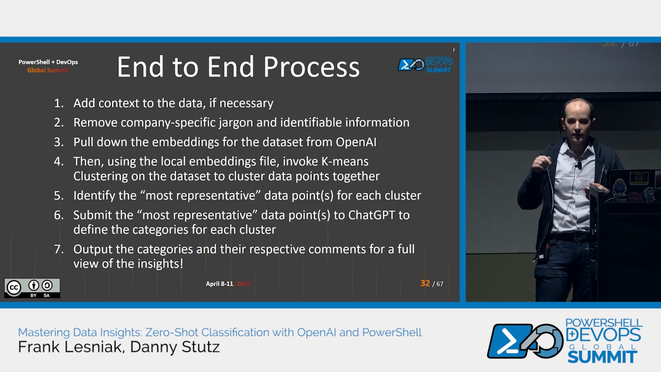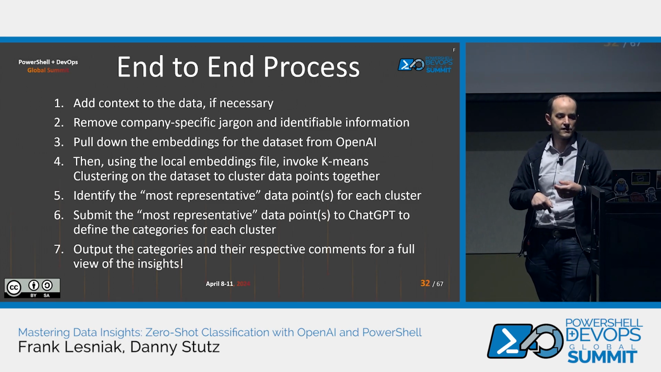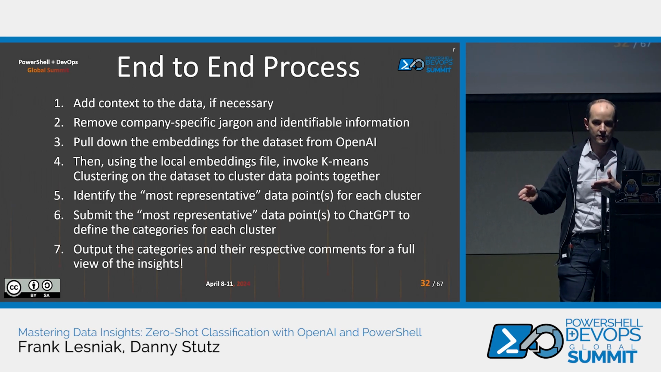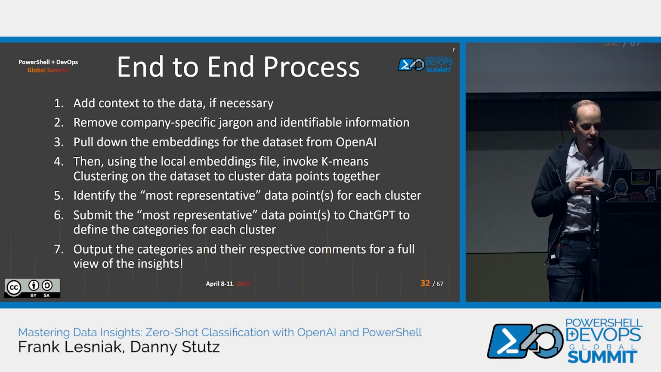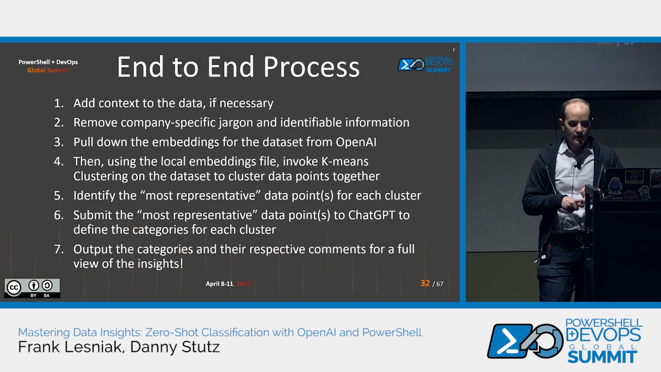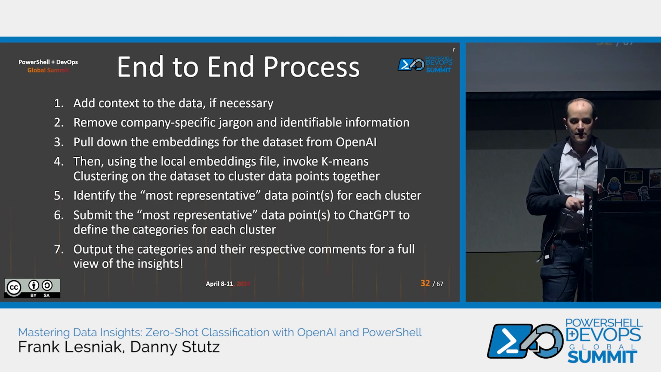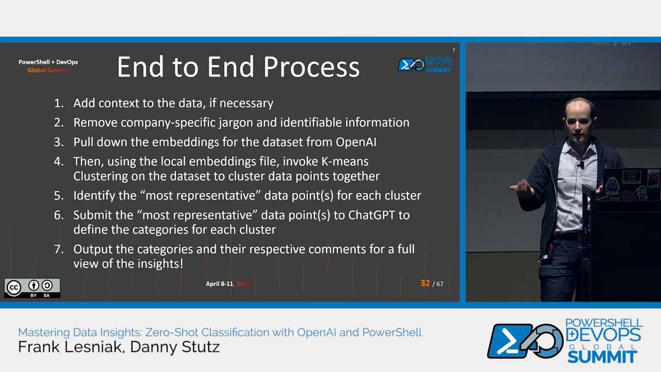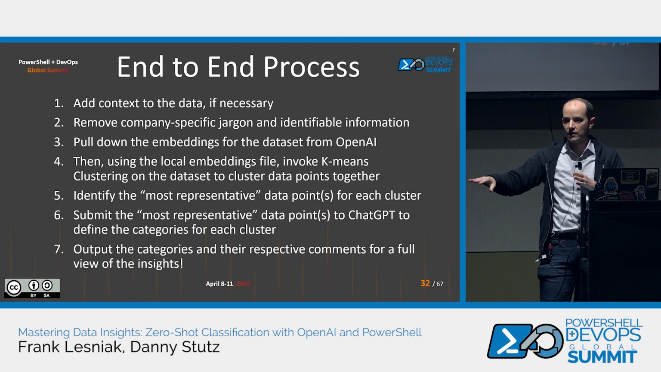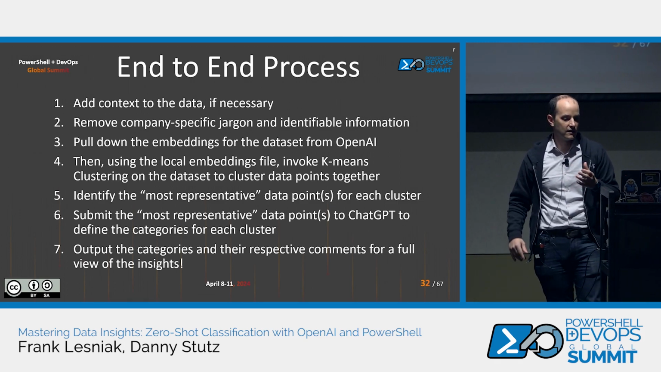And then we would use that local embeddings file, the CSV stored on disk, and perform k-means clustering on it, maybe iteratively if we want to change the number of clusters. So that's an option too. Finally, as part of that process, we would identify the most representative data points and submit those to ChatGPT to literally define the categories for each cluster. And then finally output that information to a CSV that gives us the insights we're looking for.